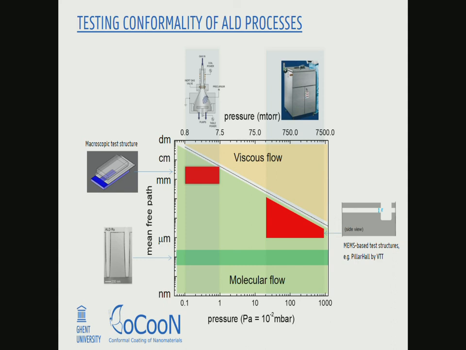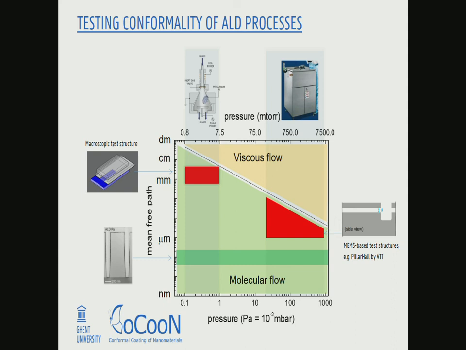In a viscous flow, if you would use this type of structure, you would be in the viscous flow of your reactor regime, but not in the molecular flow regime of your nanoscopic structures. And so therefore, VTT, amongst others, and I think mainly VTT, have come up with this concept of using MEMS-based, so not millimeter, but micrometer-sized structures that are laterally etched. They look very similar to this.